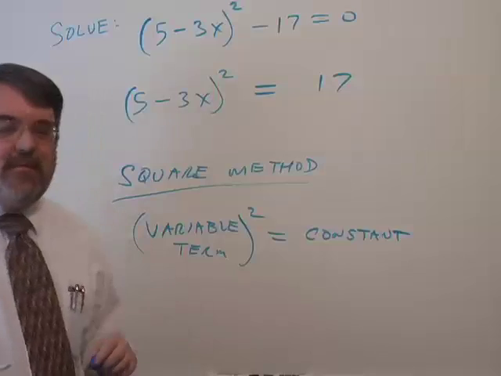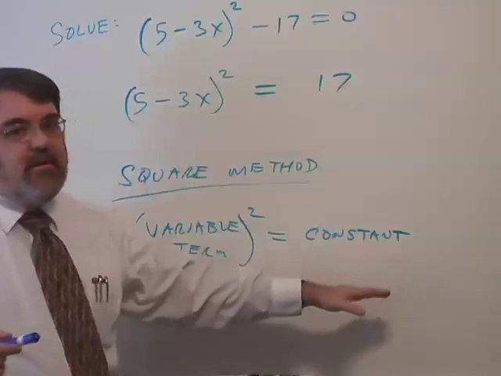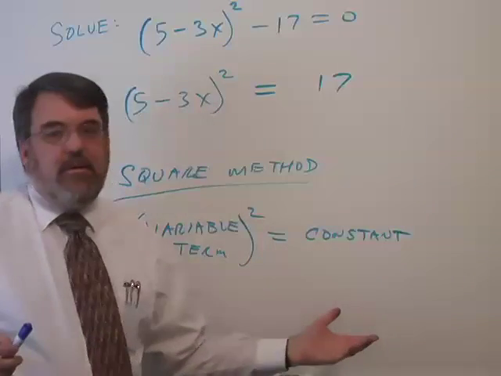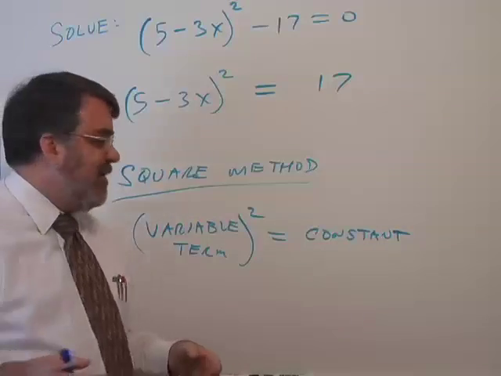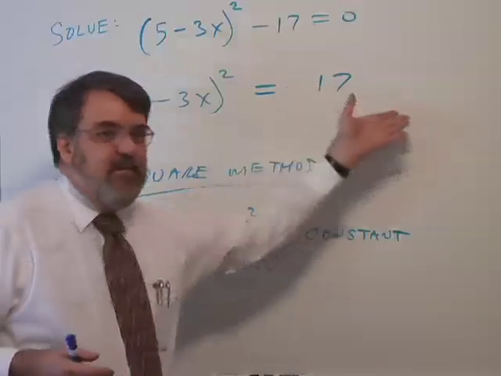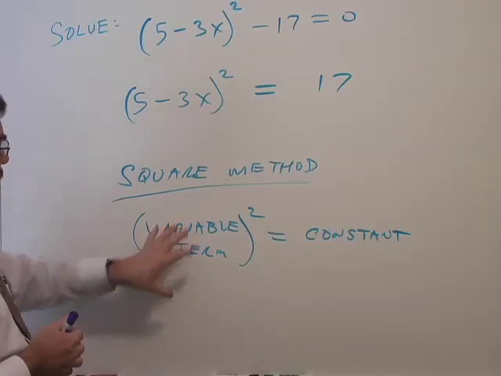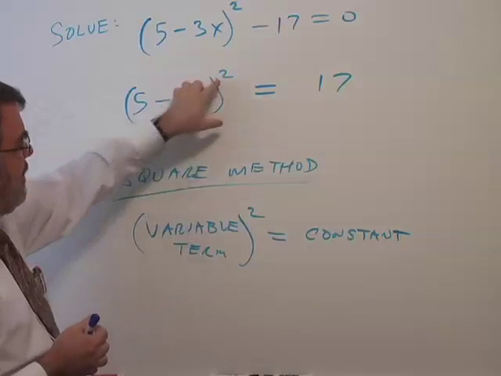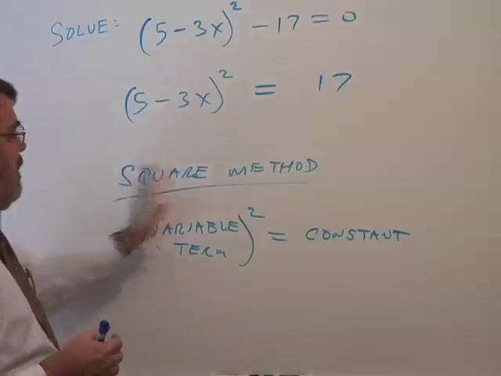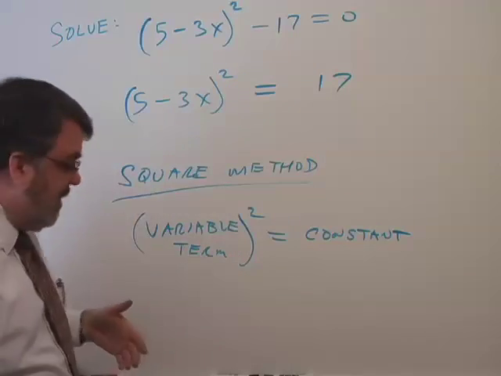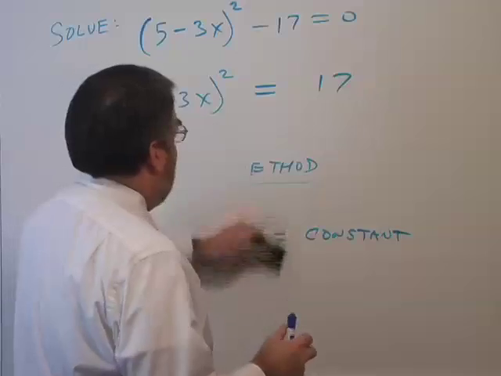That's when this works. Now if I had x on the right side, it won't work, because you take the square root of x and you introduce all kinds of complications. But I can take the square root of 17 and calculate that without much problem. So long as you have a variable term that's a perfect square equal to a constant, then you can take the square root of both sides and it's going to work very nicely. So let me go ahead and do that.